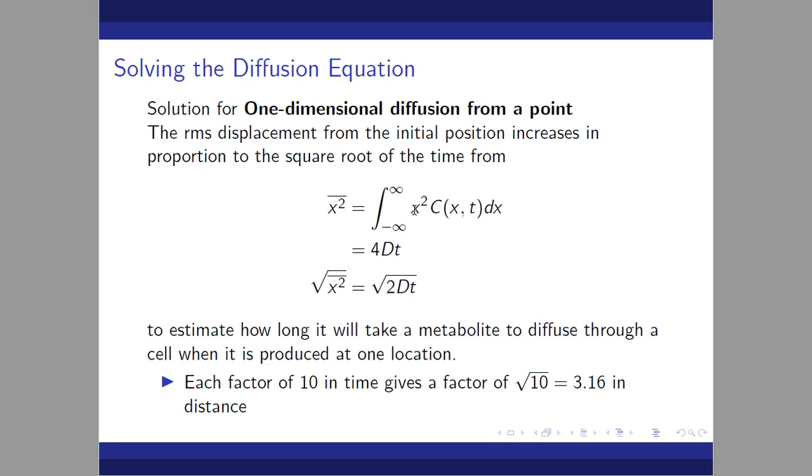This is like the expectation value, or the average, from our quantum mechanics. So x squared equals 4Dt. The root mean square displacement is the square root of 4Dt, with D the diffusion constant and t the time. So we can estimate how far this molecule moves in time, from the initial point to the final point.